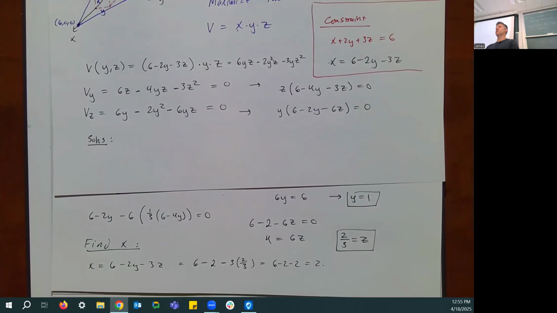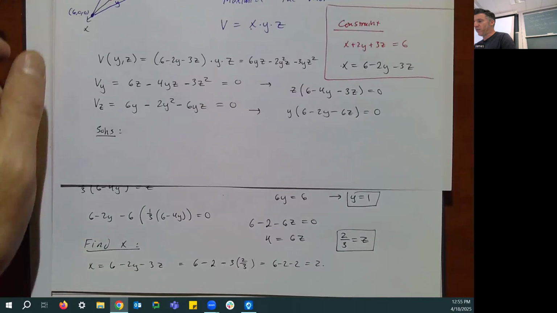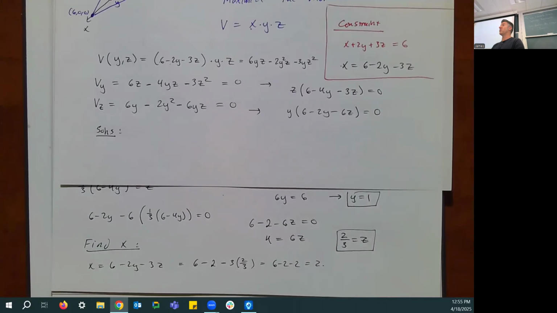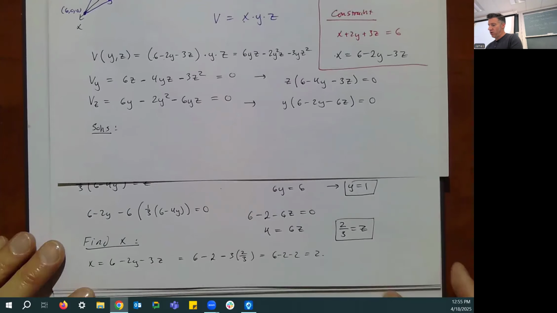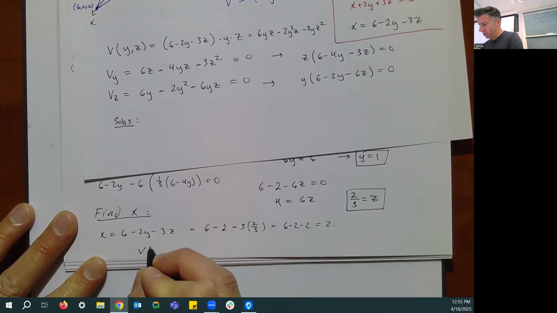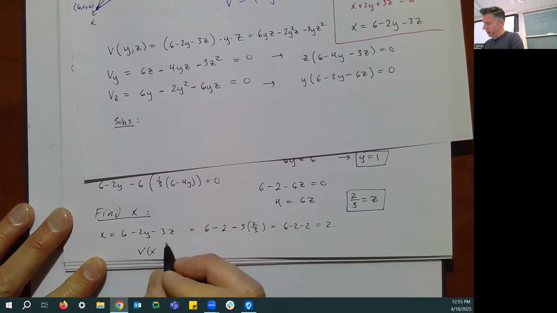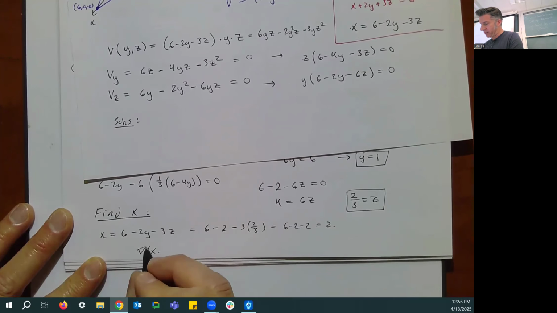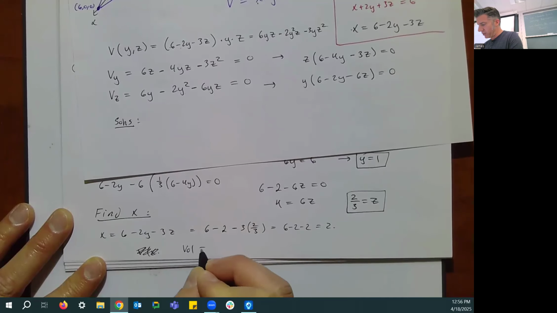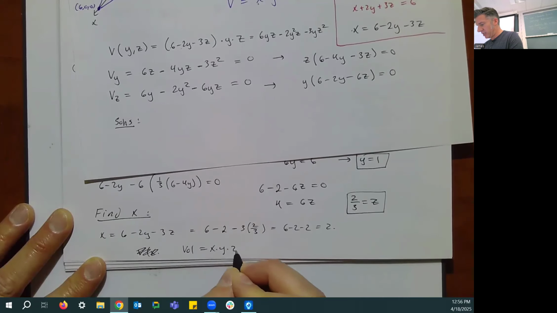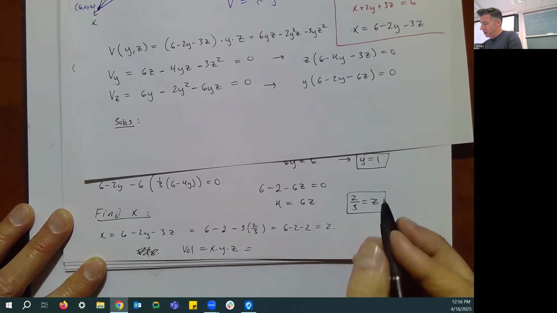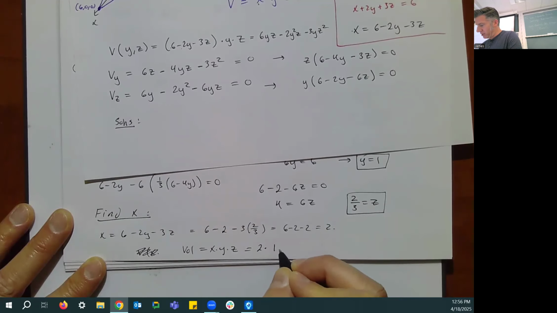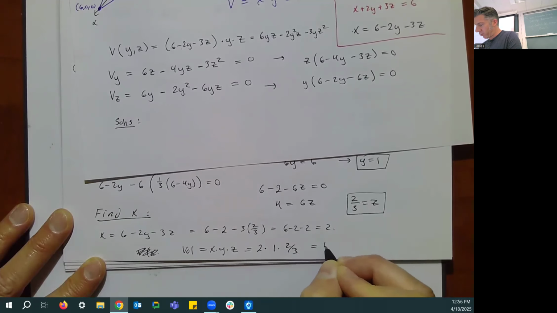Did we answer the question? The question was find the volume. We have not answered the question. We found the dimensions, but we have to multiply them together to actually find the volume. So our final answer is that the volume is equal to x times y times z, which is going to be 2 times 1 times 2/3, which is 4/3.